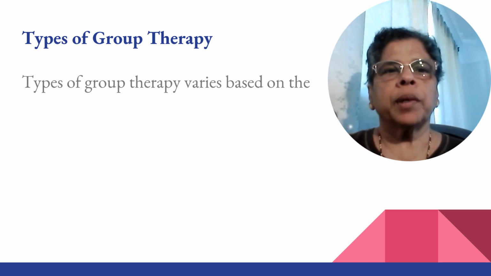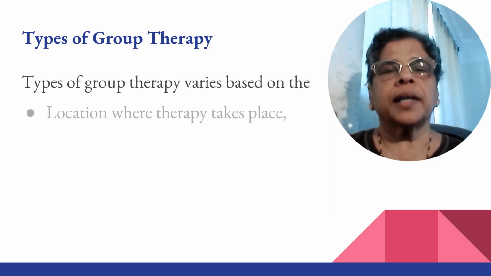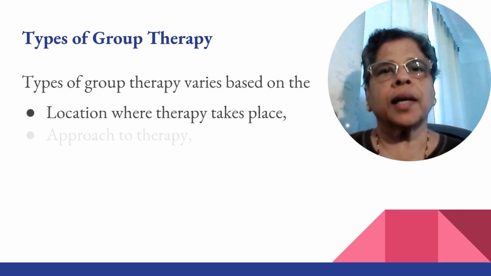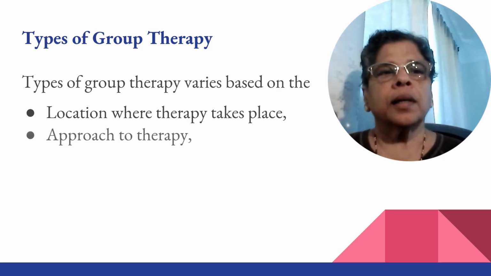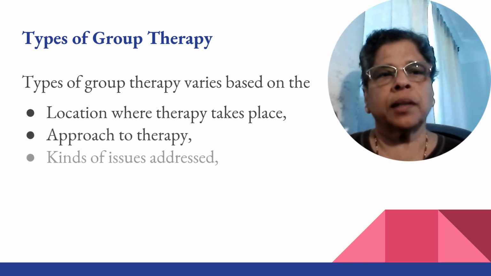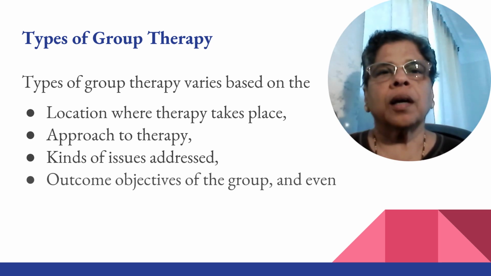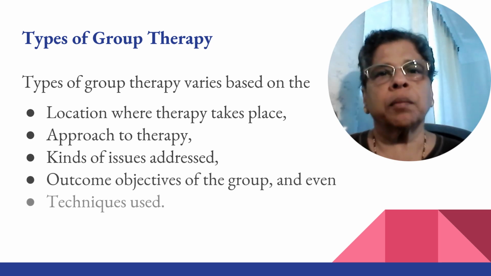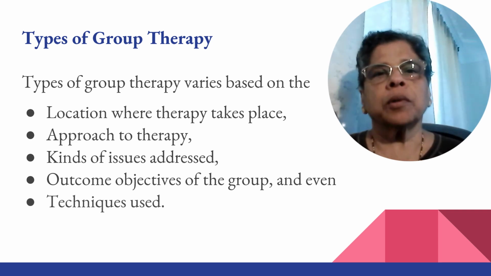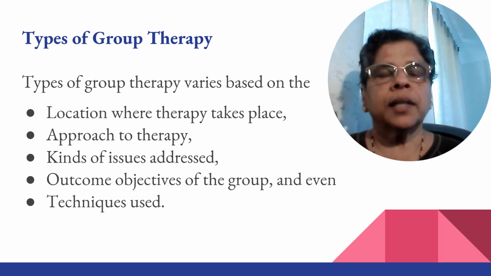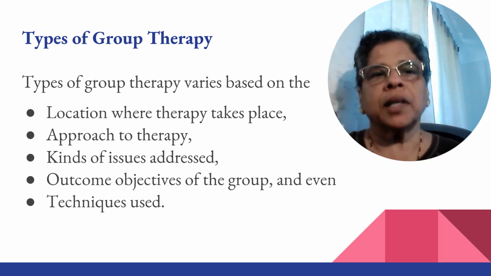Group therapy may be classified into different types depending on the following characteristics. 1. The location where therapy takes place. 2. The approach to therapy. 3. The kinds of issues that are being addressed in the therapy. 4. The outcome objectives of the group, and even techniques used, may be used as a method for classification.